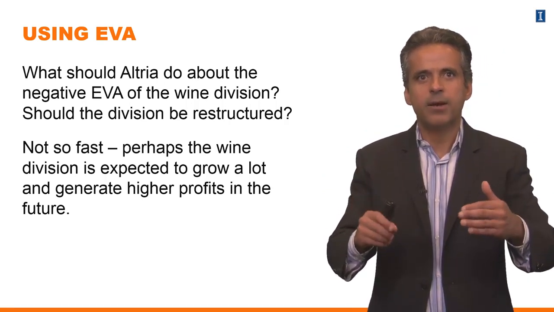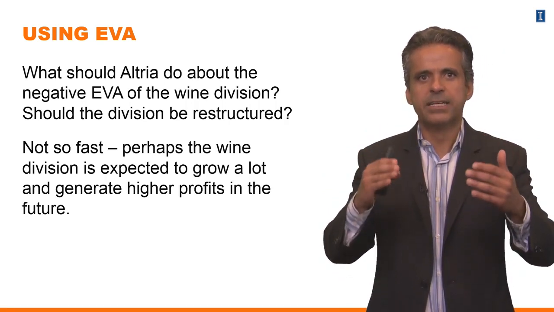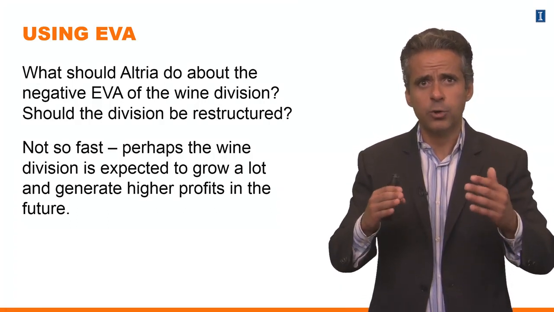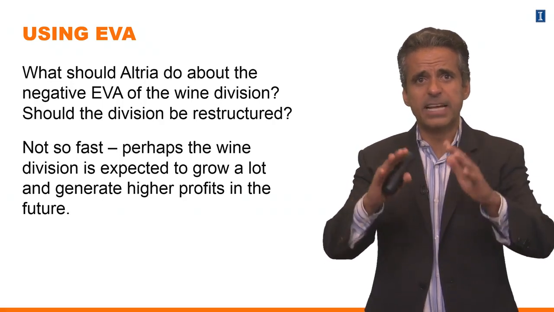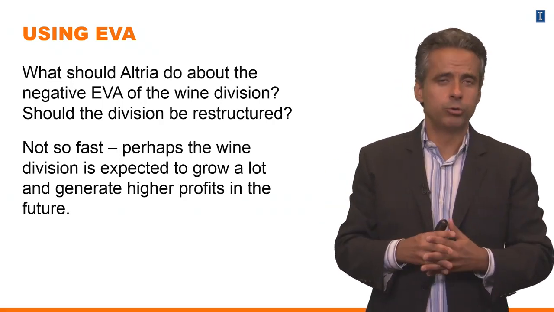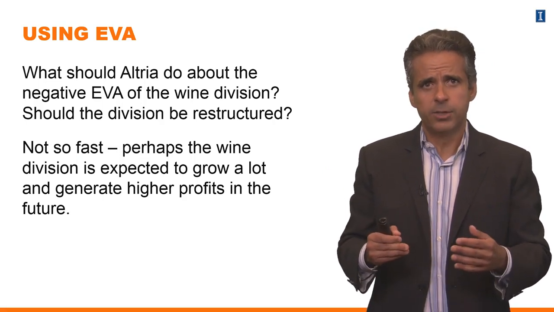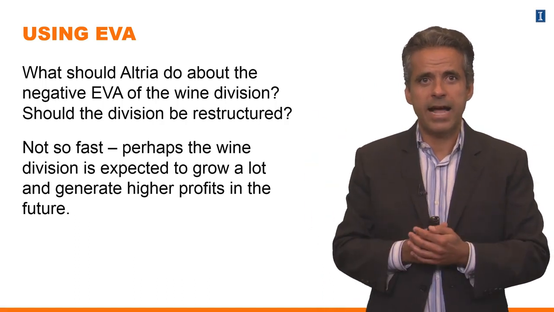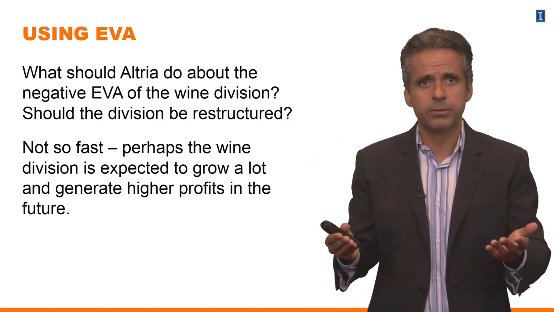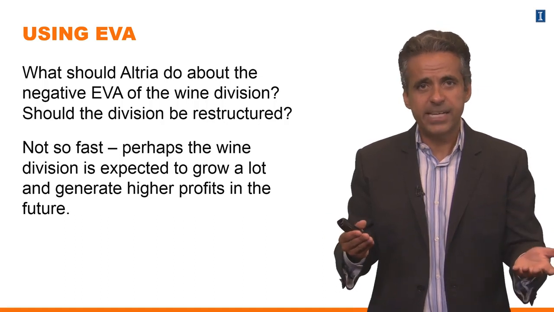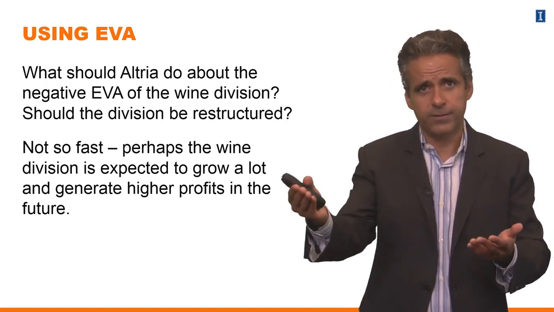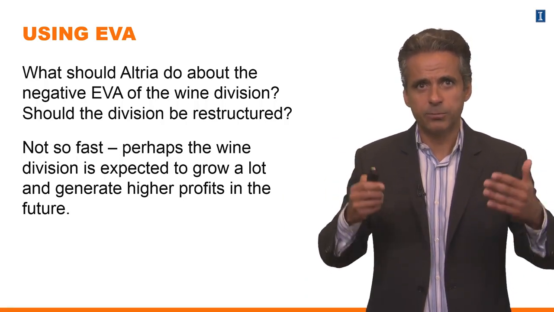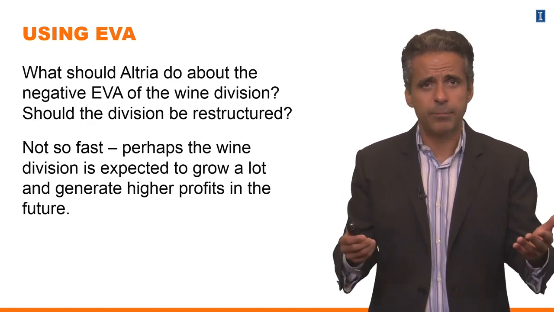Okay? Notice that when we measure EVA, we are measuring current profits, right? EVA, by definition, tells you if a company generated economic profits in a given year, or if a division generated economic profits in a given year. Okay? So what might be happening is that perhaps the wine division is expected to grow a lot, and to generate higher profits in the future, right? So having negative EVA today doesn't mean you have to sell off the wine division. What it does mean is that you have to make sure the performance of the wine division is going to pick up, okay?